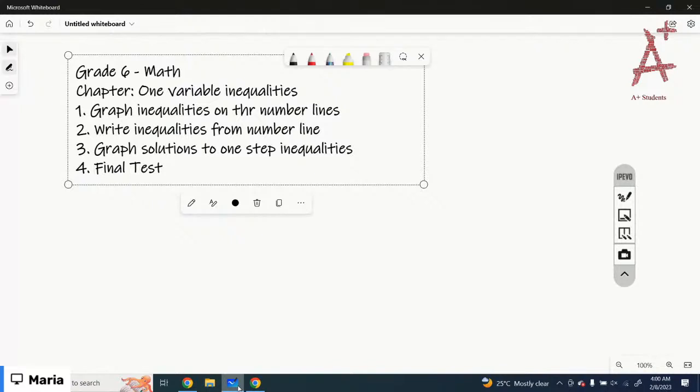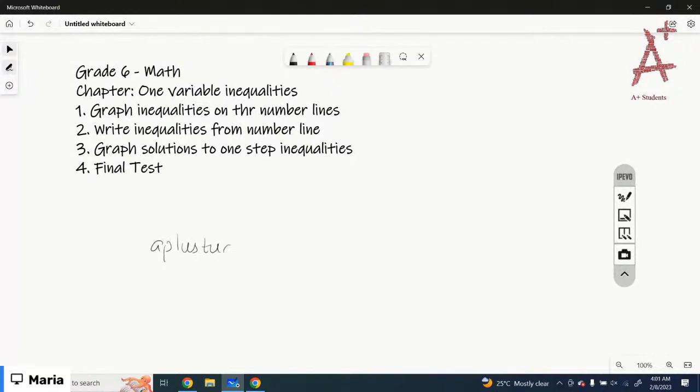So we're going to start with grade 6 maths. You can find all the lessons on aplusstudents.com. You have to log in there using your email address and password as provided by the administrator. Then you have to select math from the subject tab. Scroll down to grade 6 and then click on view all lessons.